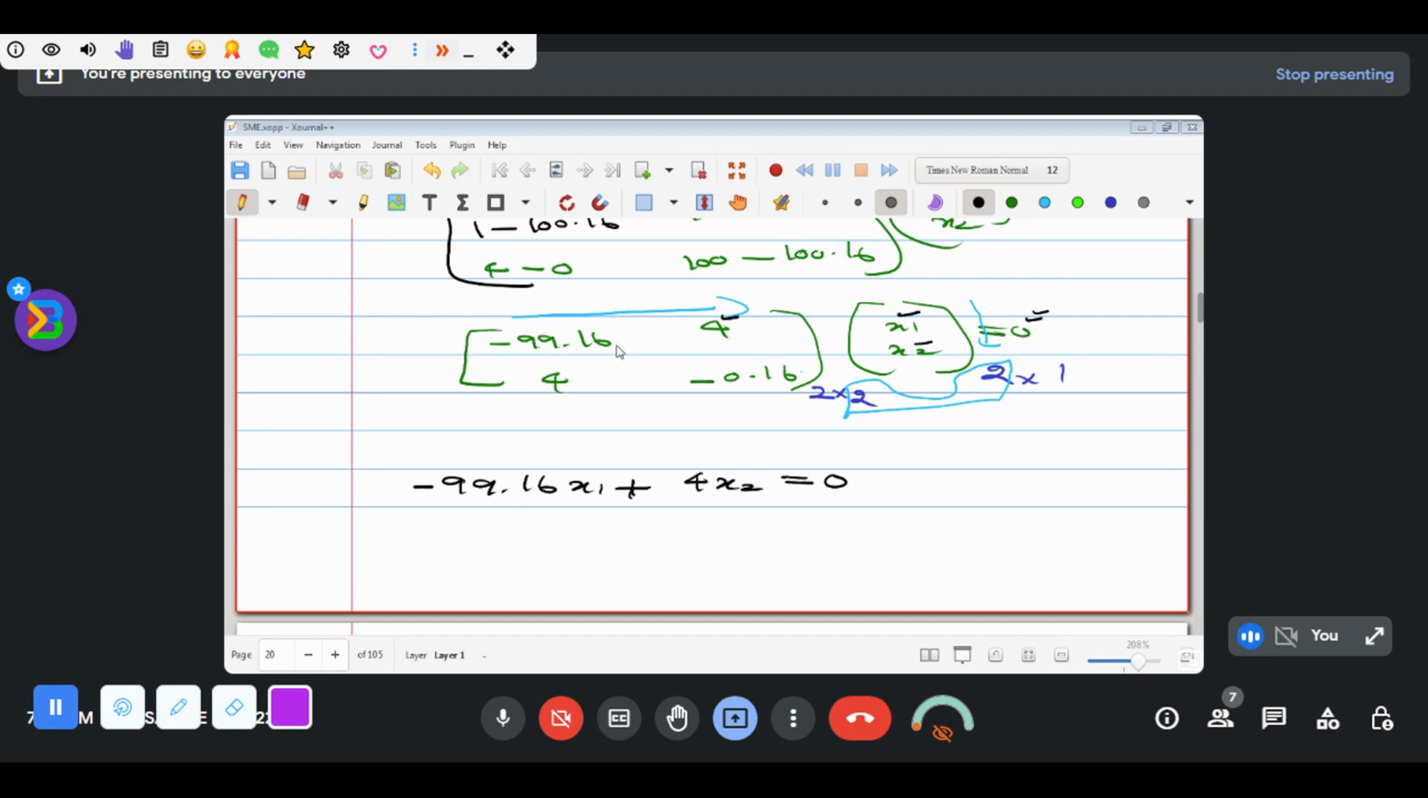Any doubt in the first row calculation? Minus 99.16 into the corresponding x1 value, 4 into the corresponding x2 value. The sign between them is a plus sign. This is a very important plus sign. Then I move to the second row. What is the second row?